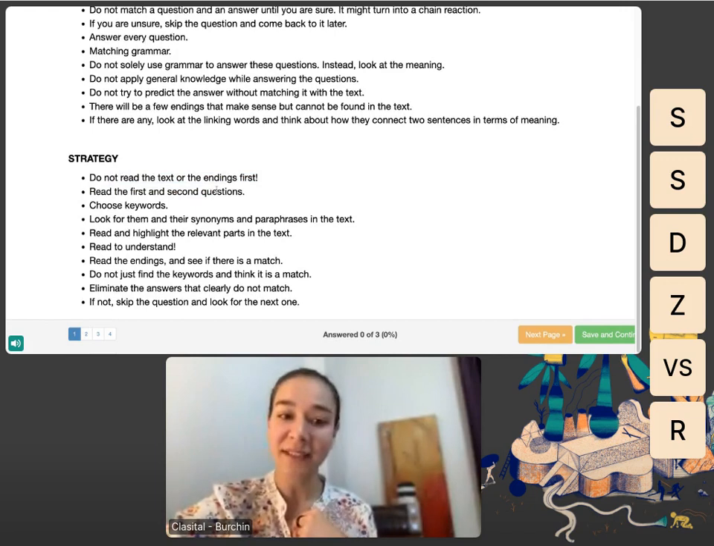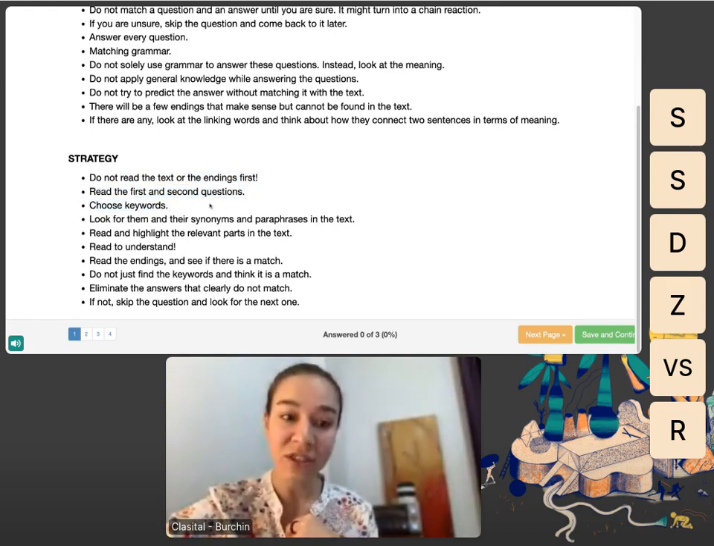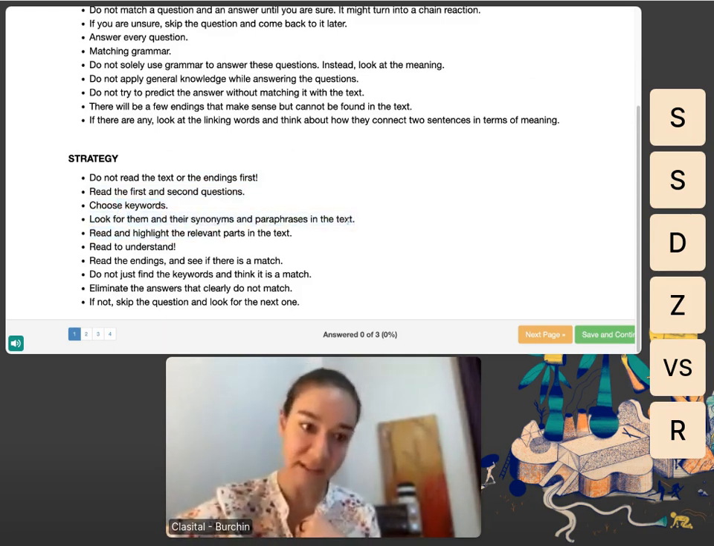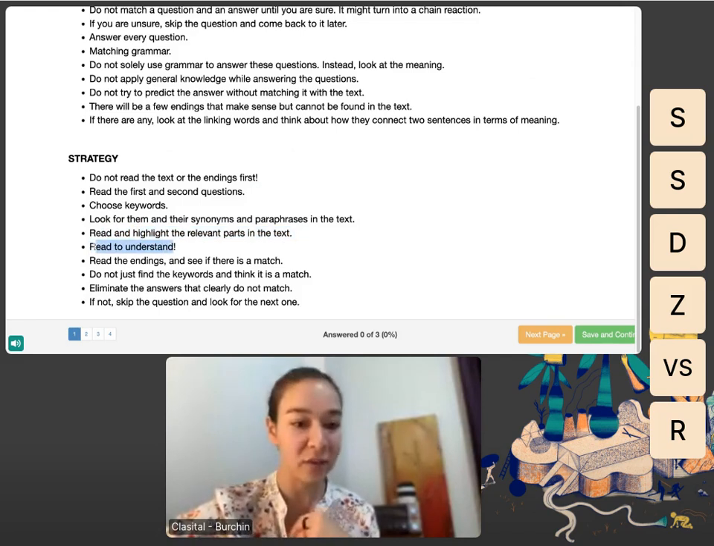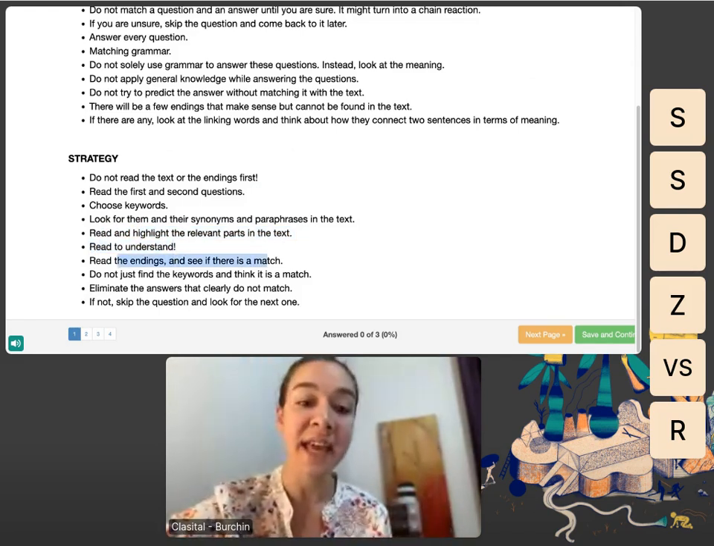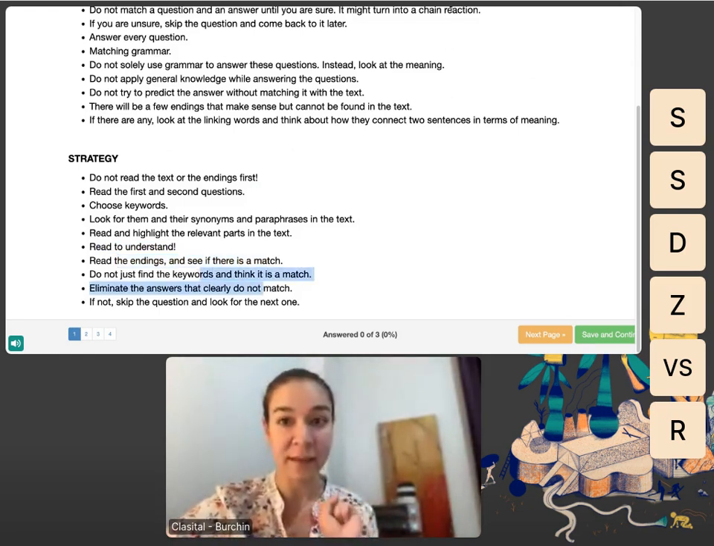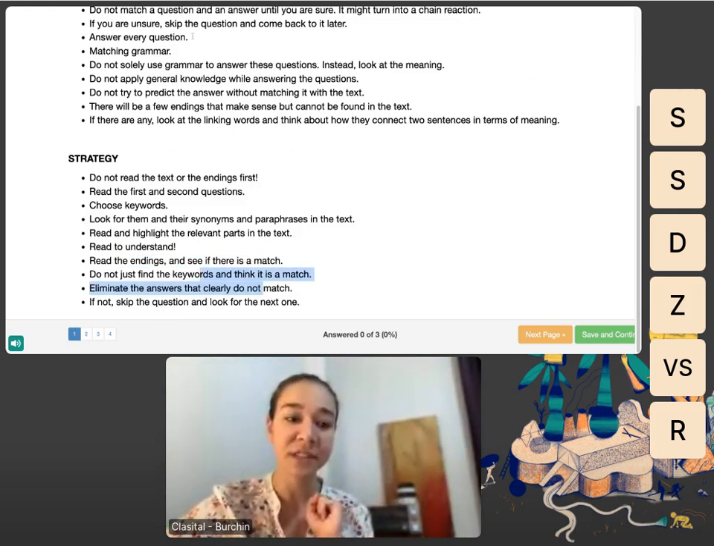Do not read the text or the endings first. Read the first and second questions. Choose the keywords, look for them and their synonyms and paraphrases in the text. Then read and highlight the relevant parts in the text. Then read to understand. Then read the endings and see if there is any match. Do not just find the keywords and think it's a match. This is the trap in this question type.